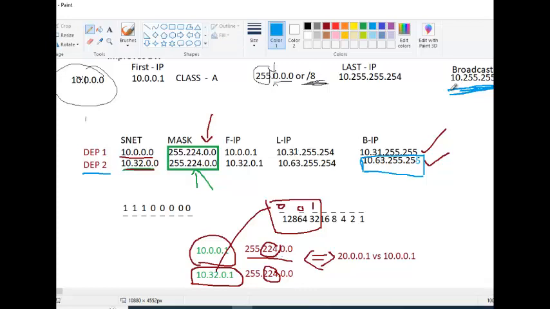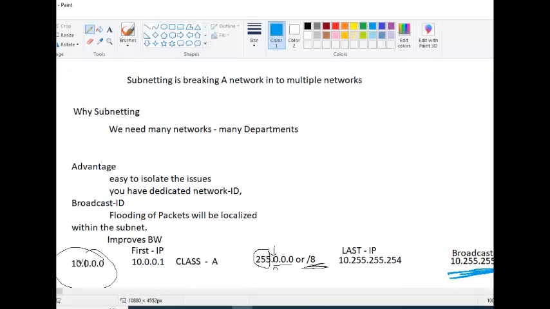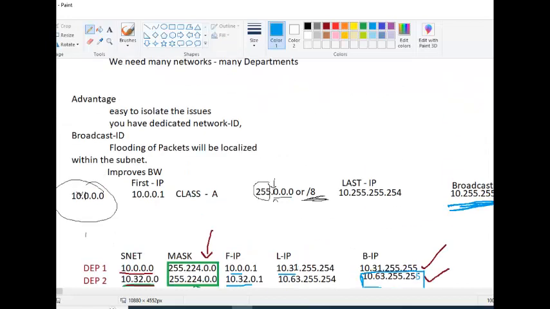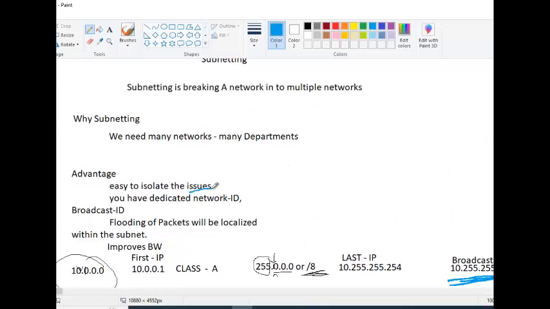So subnetting, as we discussed above, is isolating the issue by providing each department a dedicated range of IP addresses. For this department, the range is only between 10.0 to 10.31. For the second department, the range is between 10.32 to 10.63. So it helps to isolate issues by providing the range of addresses for each department. Not only that, it provides a dedicated broadcast IP and a network ID.